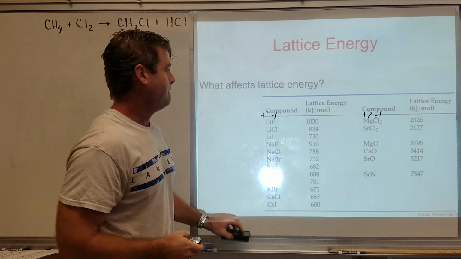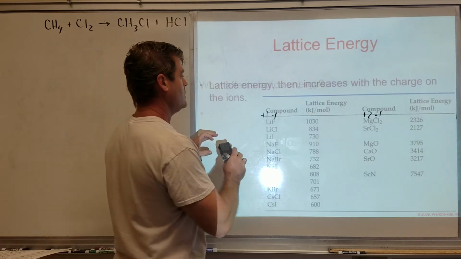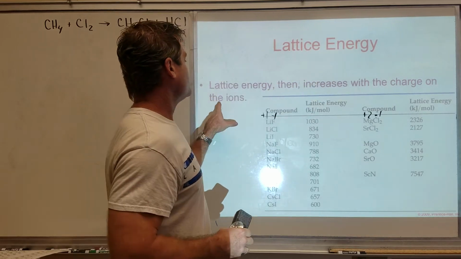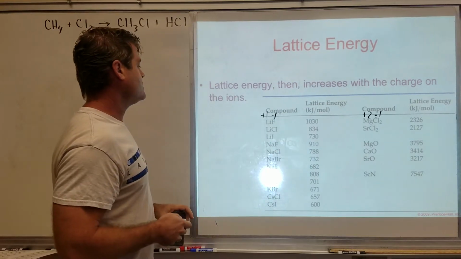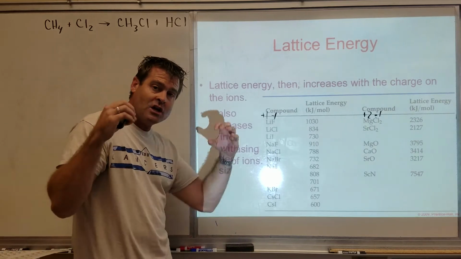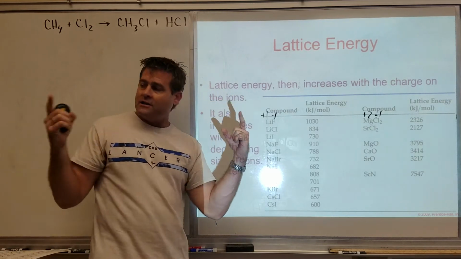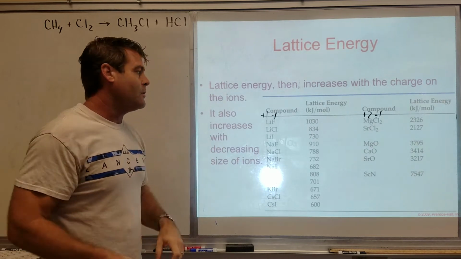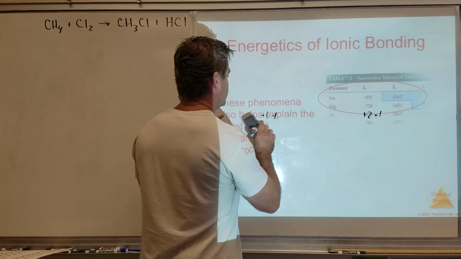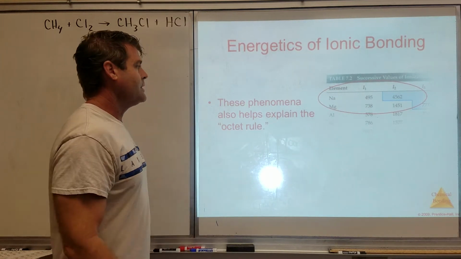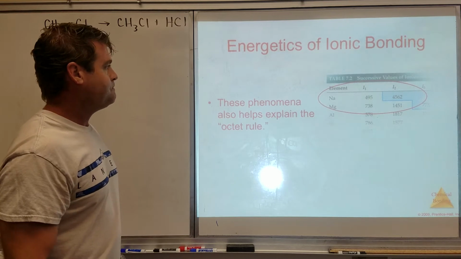All right. So what do we find that affects the lattice energy? It increases with the charge on the ions, we noticed that, and it also increases with decreasing size of ions. Just think about it, guys. Smaller ions can get closer together. Just think about magnets: the closer together, the greater the force of attraction. The greater the energy holding those together, the greater the amount of energy necessary to separate those. Okay.